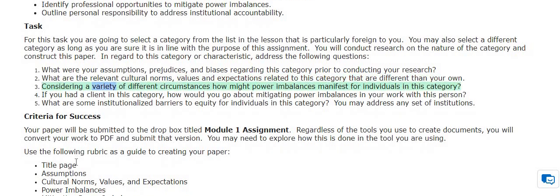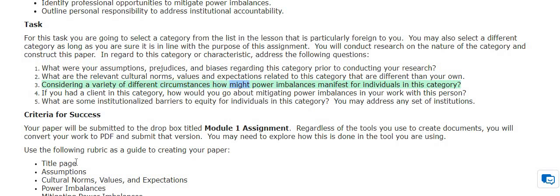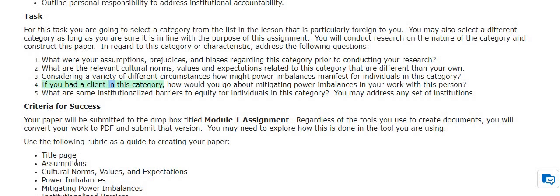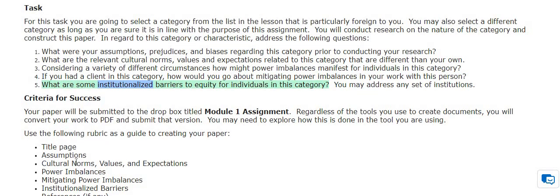3. Considering a variety of different circumstances, how might power imbalances manifest for individuals in this category? 4. If you had a client in this category, how would you go about mitigating power imbalances in your work with this person? 5. What are some institutionalized barriers to equity for individuals in this category? You may address any set of institutions.